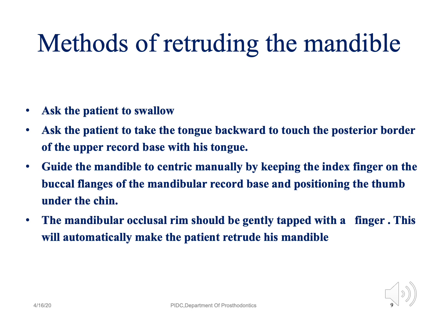The mandible is moved back. Guide the mandible to centric manually by keeping the index finger on the buccal flanges of the mandibular record base and positioning the thumb under the chin. So basically, when you have placed the lower occlusal rims in the patient's mouth, you place your index fingers on the buccal flanges on the occlusal rim, then you ask him to slowly close. Very slowly, as he closes, you push the mandible back as far as possible and slowly close. That is the time the mandible is actually getting retruded back and he is getting into centric relation.